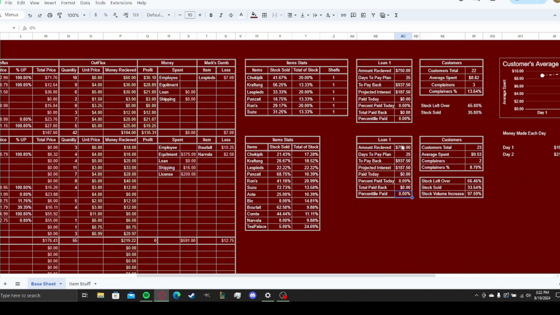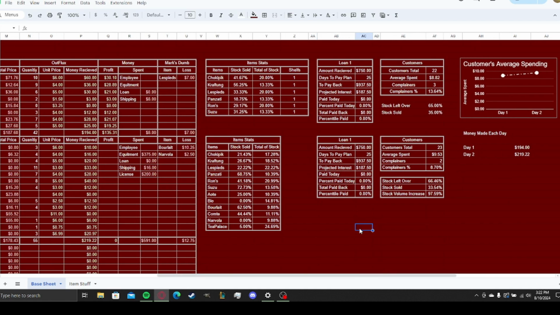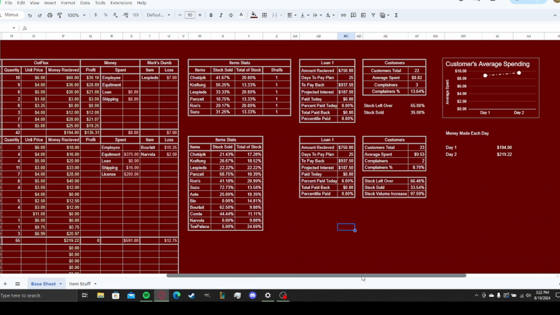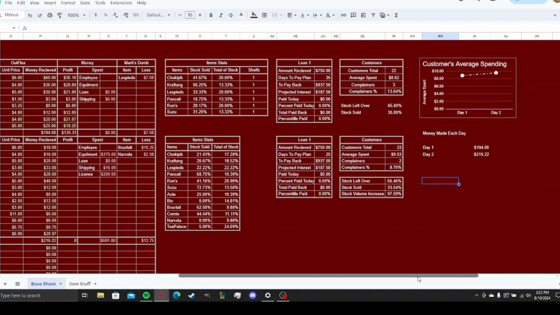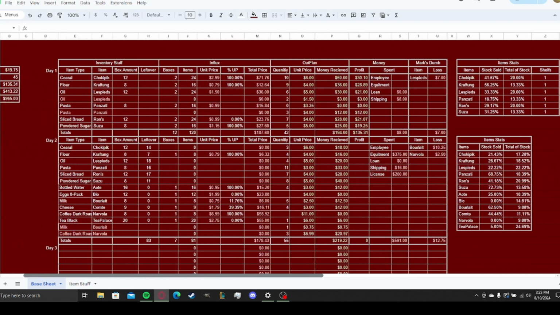So also second day, still didn't pay anything on loans. I don't know when he was supposed to, if that's like a regular thing. I don't have the game, so we'll see when those issues start arising. So I think I already said this. Average spent per customers, complainers, yeah, all that. I think I pretty much went over all the information.